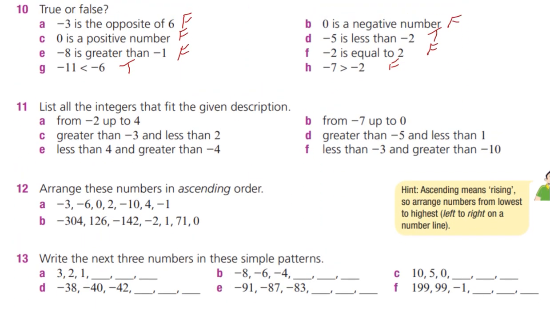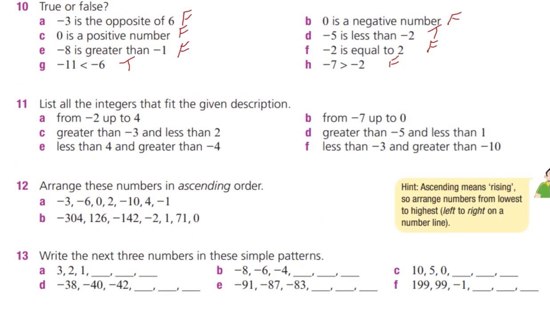Okay, that's all the integers that fit the given description. So from minus 2 up to minus 4. So I guess including minus 2. Just counting all the way up there. Greater than minus 3 and less than 2. So that means it goes from minus 2 all the way to 1.